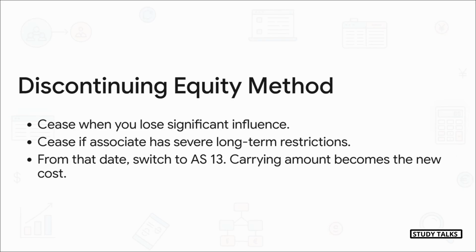So, does the equity method go on forever? No. You stop using it if one of two main things happens. 1, you sell some shares and you no longer have significant influence. Or 2, the associate gets into so much trouble that it's operating under severe long-term restrictions. The moment either of those happens, you stop the equity method. From that day forward, the investment goes back to being treated under AS 13, and whatever its value was on that day becomes its new cost.